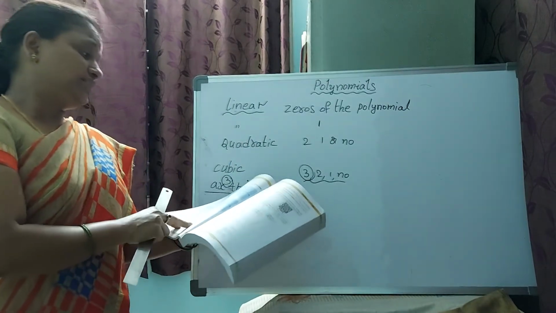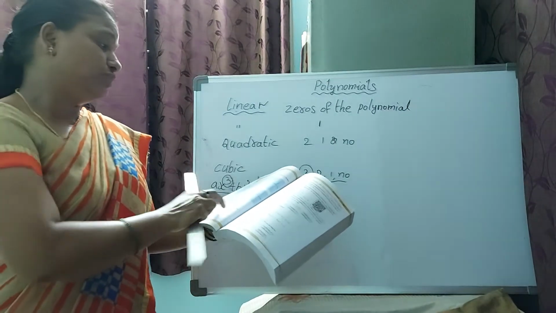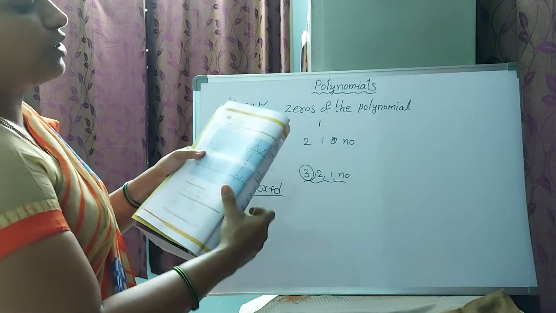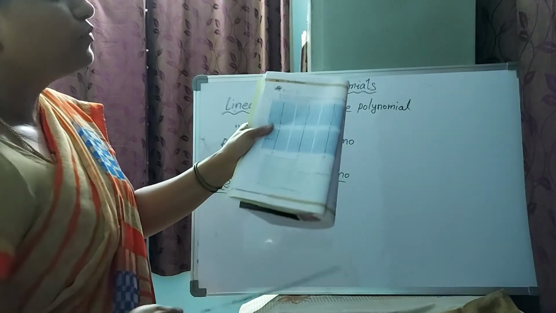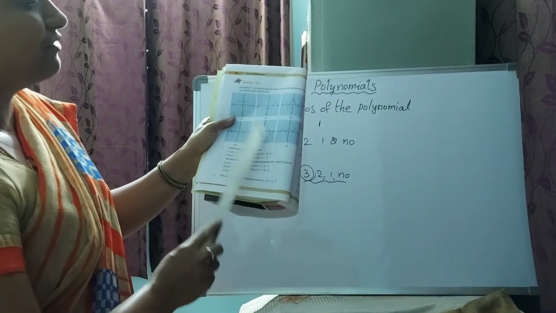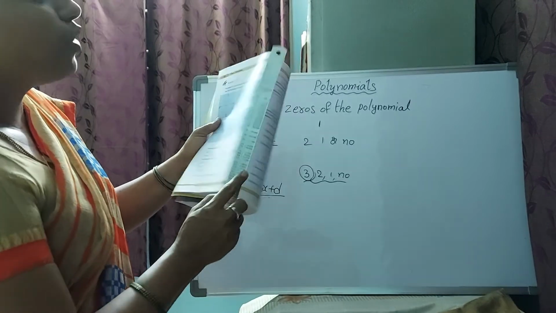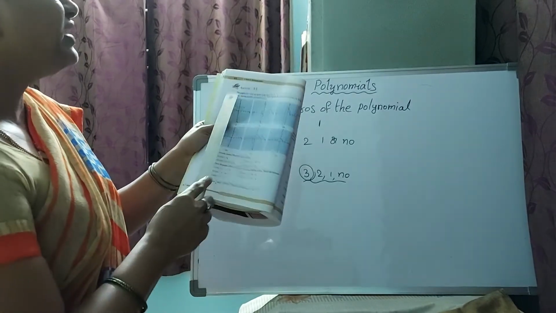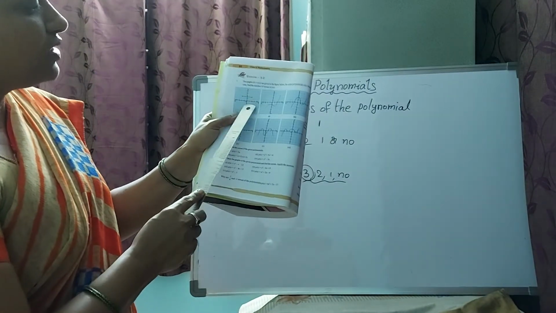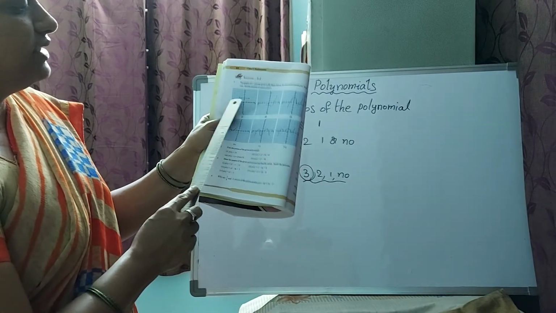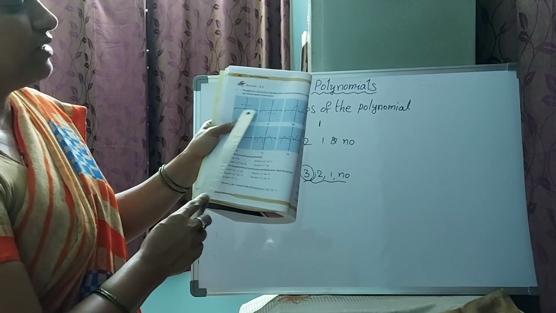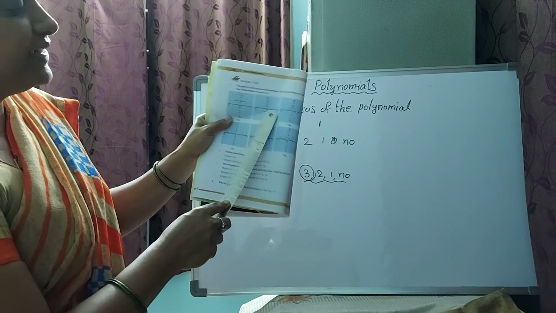In exercise 3.2, same like that example only, how many zeros of the polynomials are there? If you observe, the graphs of y equals p of x are given in the figure below. For some polynomials p of x, in each case find the number of zeros. Here, it did not touch the x-axis. It did not touch the x-axis. Therefore, no zeros here.